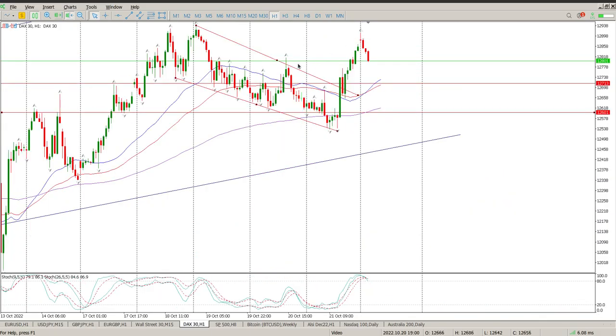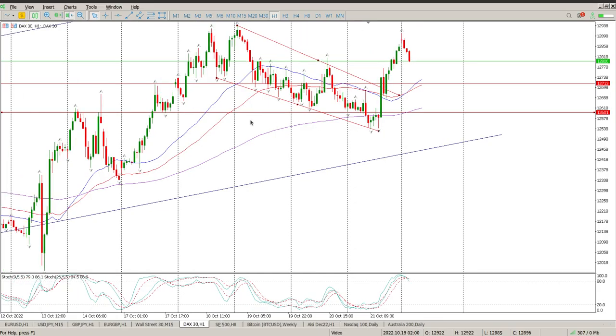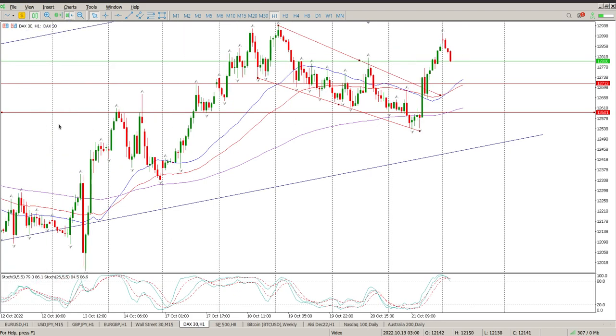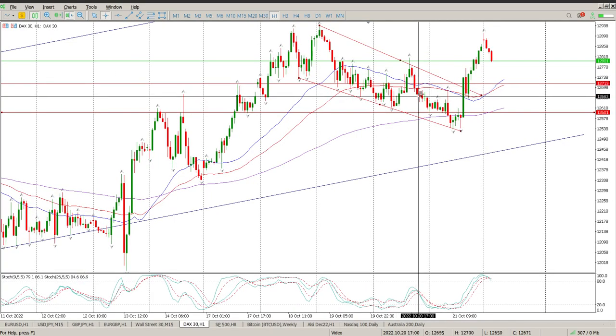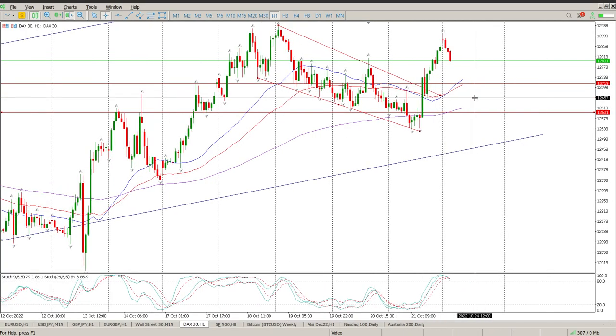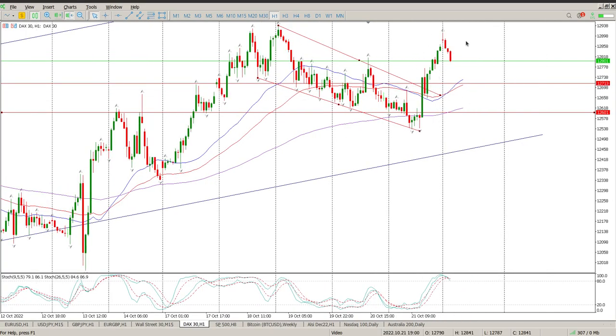Now you can see Friday was pretty chaotic, sort of building a base here, and I don't see any structure to the left that would have excited me to get in for a move to the upside. So it did have a sort of 1 bar pullback here, and probably on the 15-minute we'll see it better.